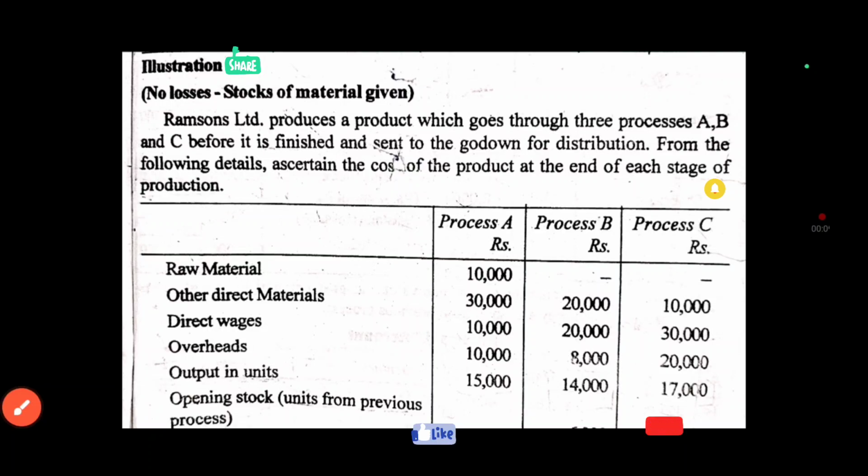Good morning, students. In process costing, today we are going to prepare simple process account illustration sum number 4. There are no losses, but stock of the material is given below. Ramsons Limited produces a product which goes through three processes A, B, C.